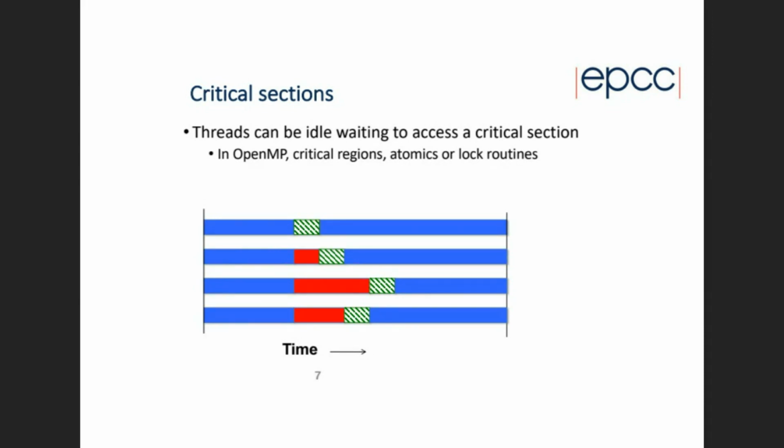So the situation I'm imagining here is that there's a critical section inside the parallel region. So only one thread at a time is allowed to execute that block of code. And essentially, if a thread arrives at the critical region and there's already a thread in it, then it has to wait. There's no way to make it do anything useful.